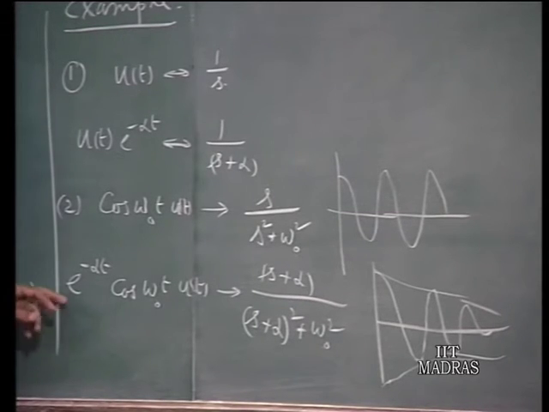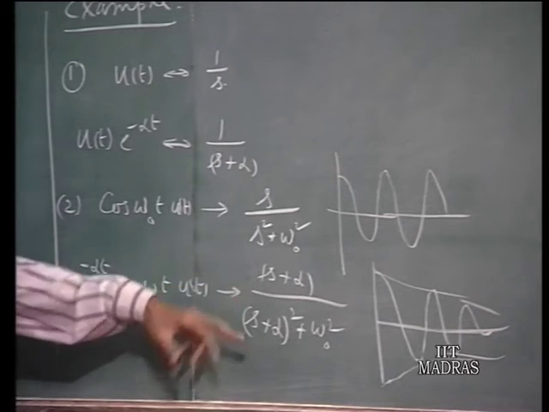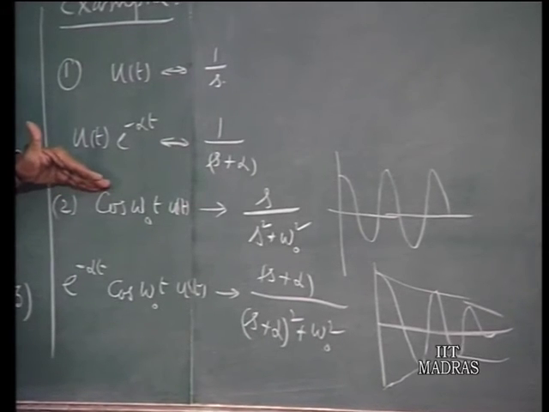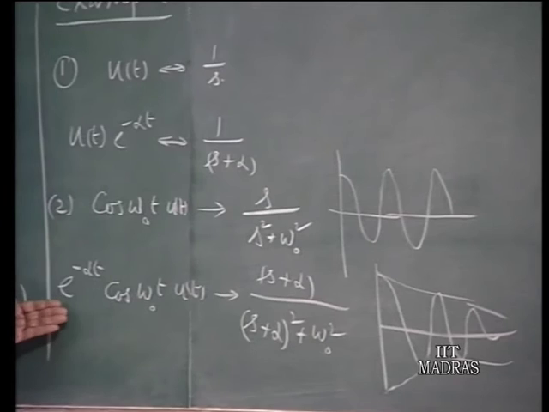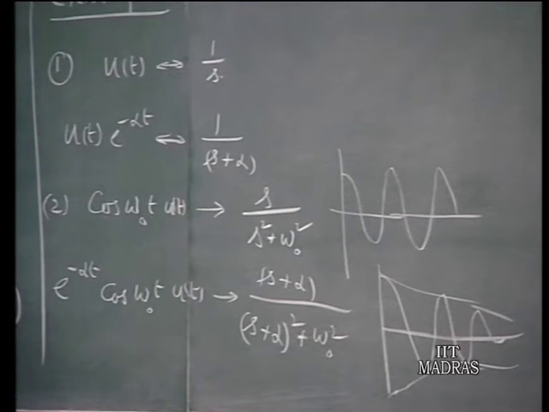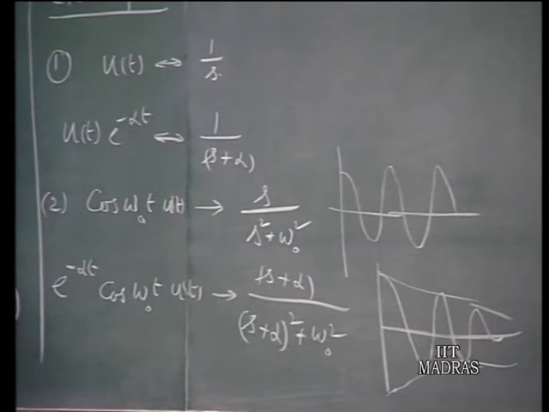e to the power of minus alpha t cos omega naught t u(t) will be s plus alpha over s plus alpha squared plus omega naught squared. We do not have to remember this, because once you know the formula for the Laplace transform of cos omega naught t, whenever it gets multiplied by an exponential factor, you should be able to readily reduce this. But nevertheless, let me put this down in our table of Laplace transform and f(t) pairs.